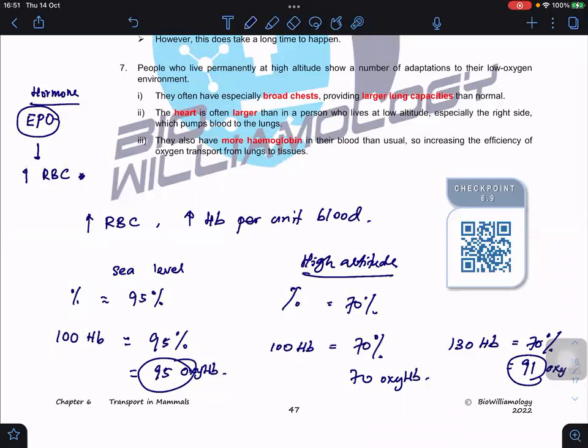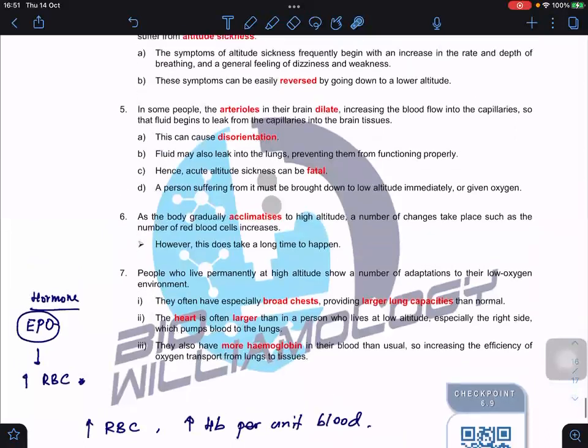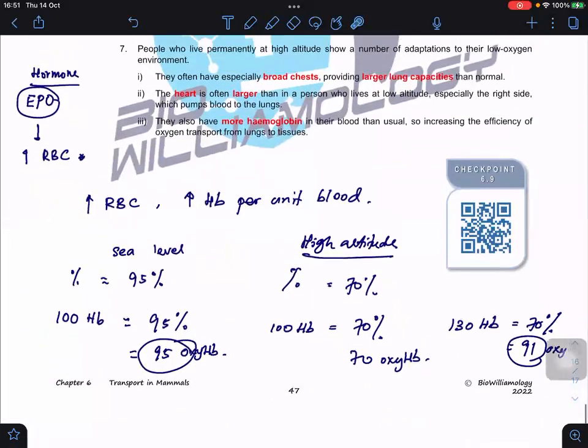Okay, so after acclimatization, you can see that they have a broad chest, therefore they have larger lung capacity. The heart is also larger than in a person who lives at low altitude, particularly on the right side. They also have more hemoglobin in their blood than usual, increasing the efficiency of oxygen transport from the lung to the tissues. Okay, so with this, I have finished the problems associated with O2 transportation. With this, I end the lesson for today.